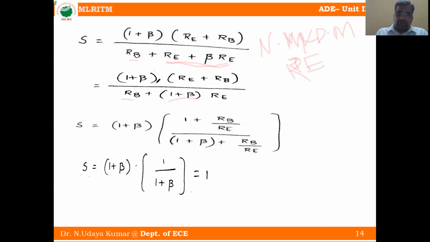So what happened? In the numerator, RE by RE is equal to 1, then RB by RE. In the denominator, RB by RE as well, since we are dividing by RE, and then 1 plus beta into RB by RE. Okay.